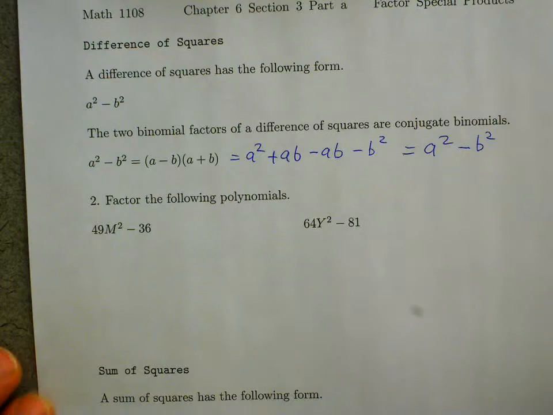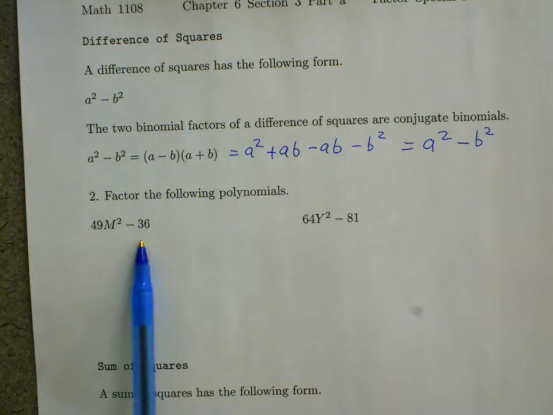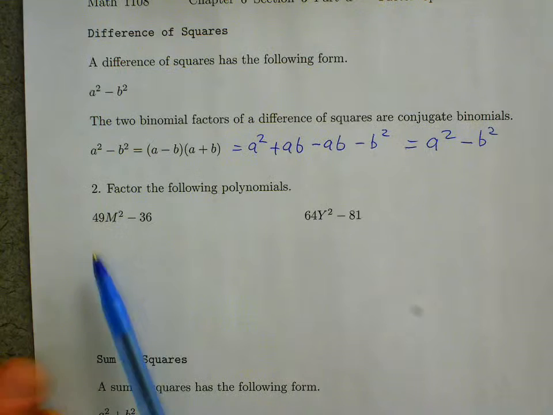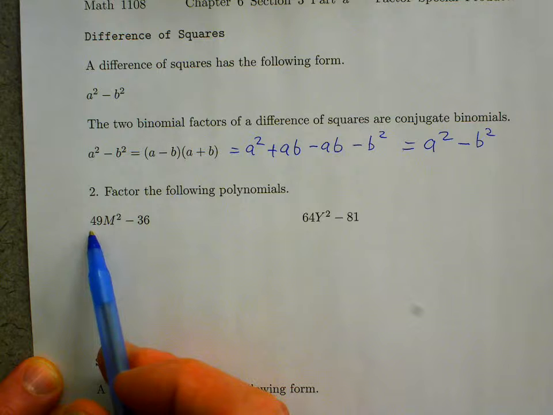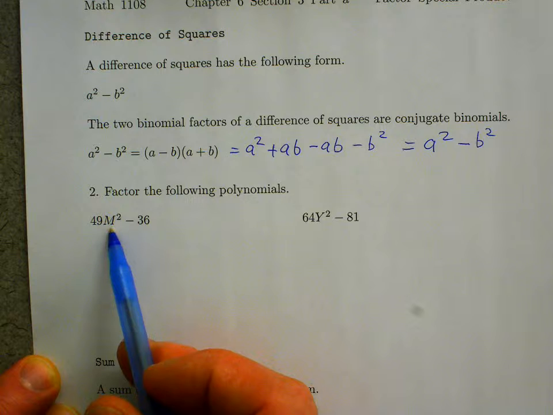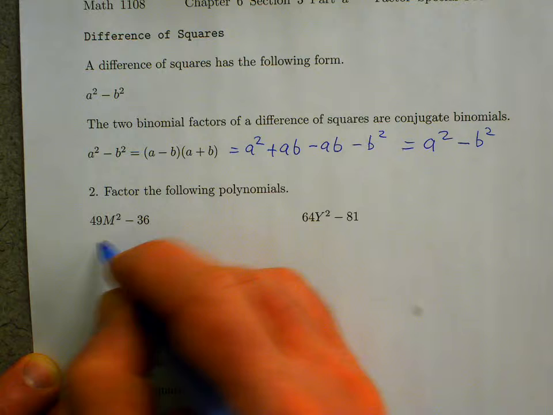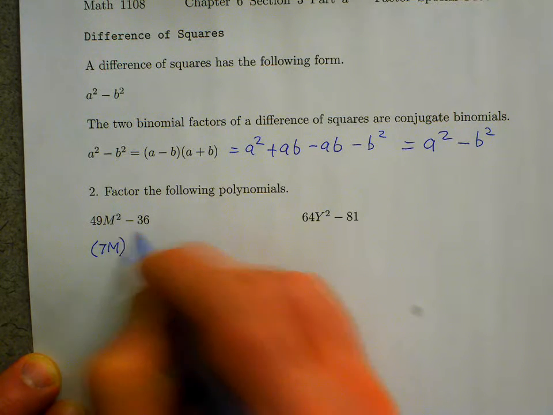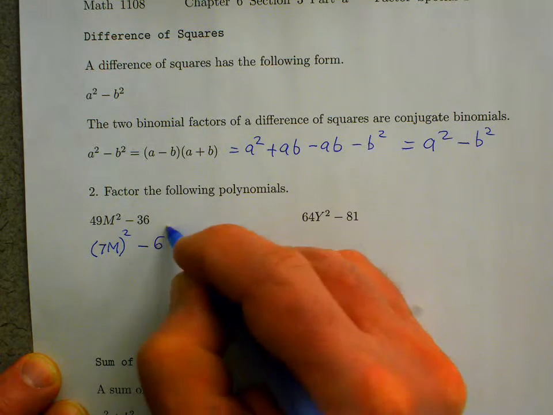Okay, factor the following polynomials. 49m to the second minus 36. This is a difference of two squares. 49 is a perfect square because 7 to the second is 49. M to the second is obviously a perfect square. 36 is equal to 6 squared. So if it helps, you can rewrite this as the term 7m in parentheses to the second, and then rewrite 36 as 6 to the second.